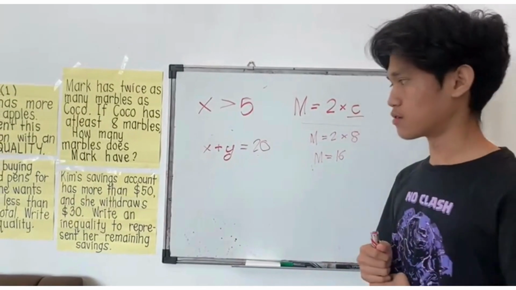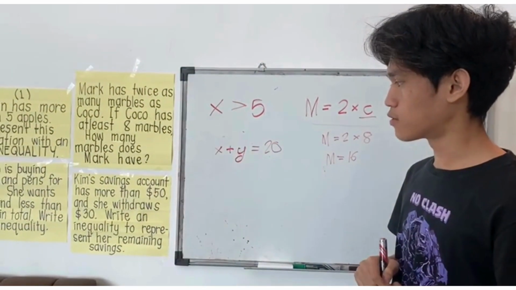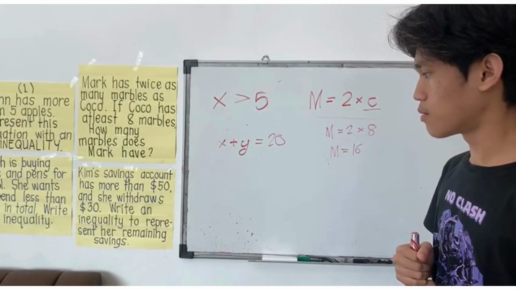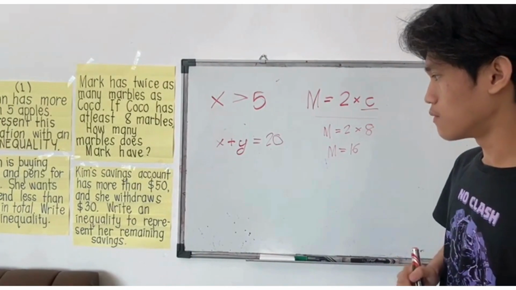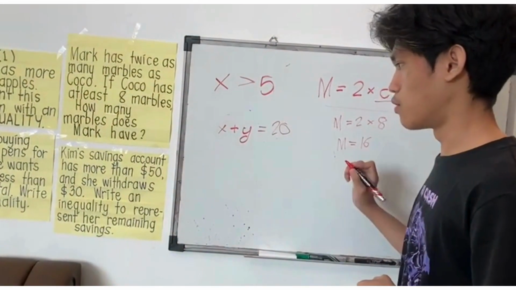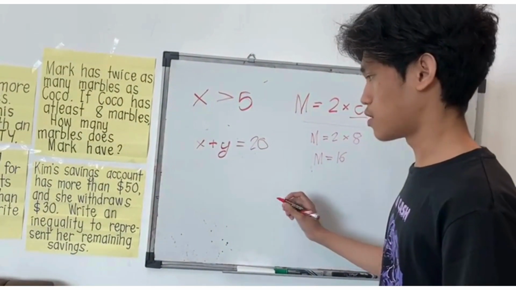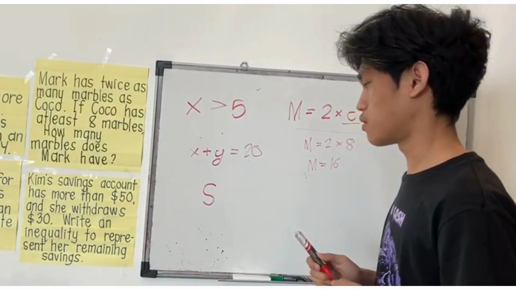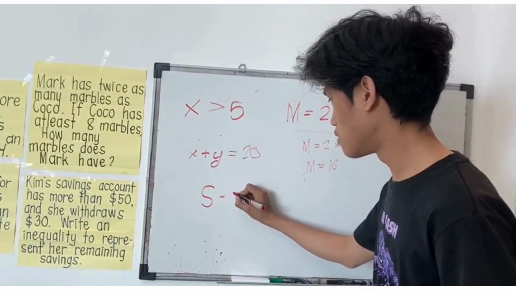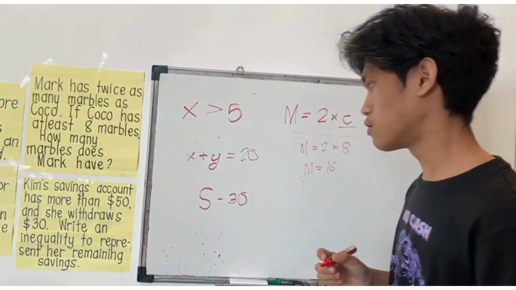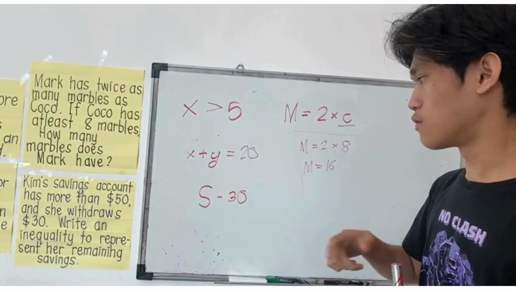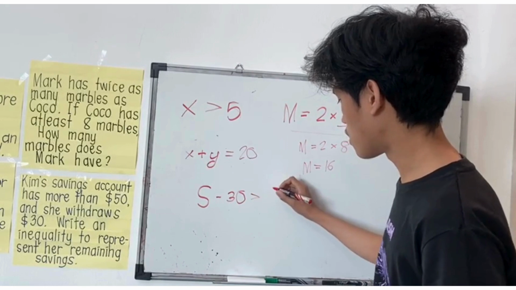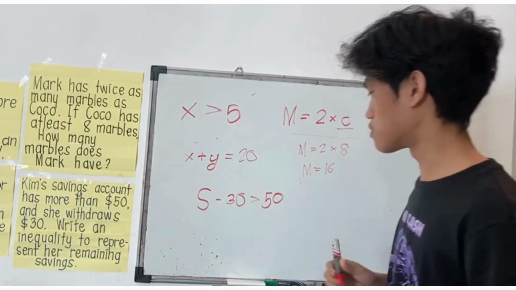And on the last question, Kim's savings account has more than $50 and she withdraws 30 from it. Write an inequality to represent her remaining savings. Okay, so first of all, we have to make a variable for Kim's savings account. First, let's represent that by s. Okay, and she deducts $30 from it. But it says in the first sentence, Kim's savings account has more than 50. So we have to write it like this.